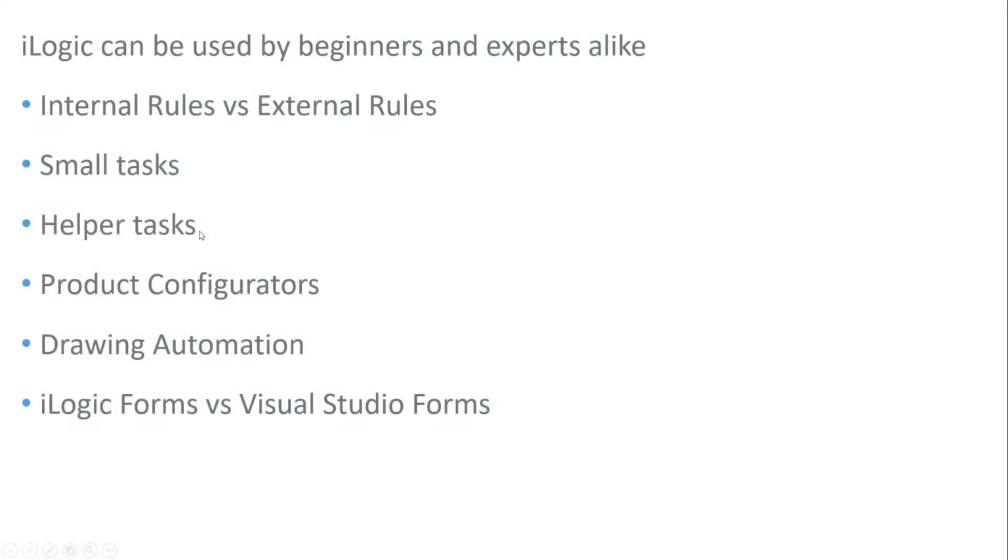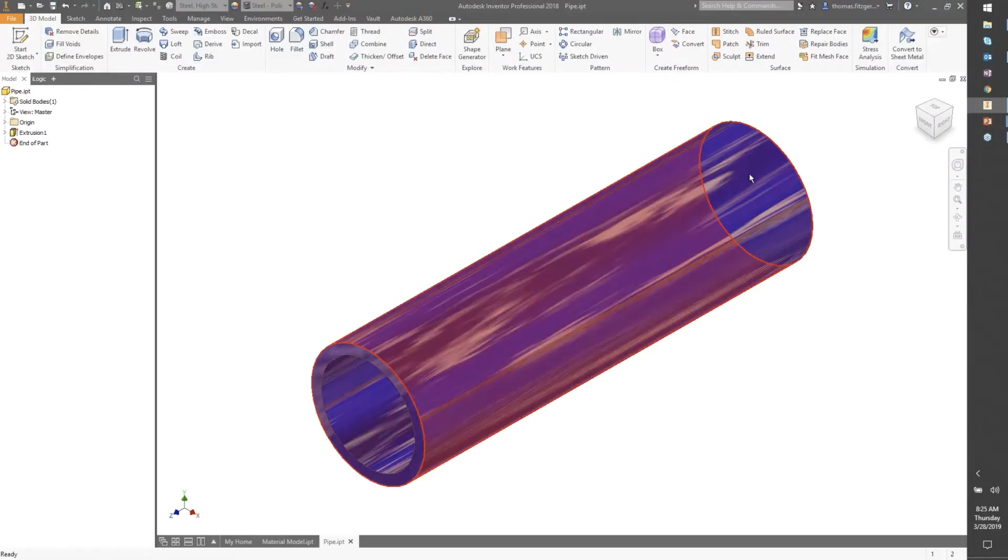What about helper tasks? iLogic is great for helper tasks. And what do I mean by helper tasks? Maybe I don't need to create some sort of logic to do something in terms of design or configuring models, but I need to do something with my models to help them along.